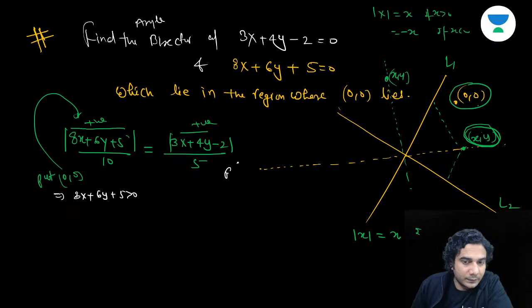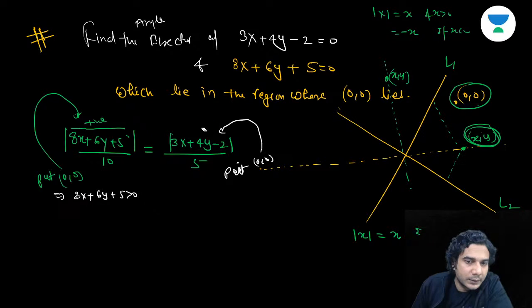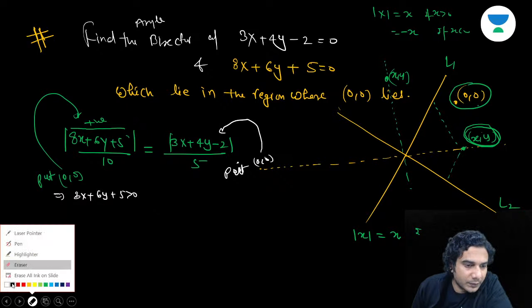Now put 0, 0 in this as well. So what will be the sign if you put 0, 0 in this? Tell me, Jia, what will be the sign if you put 0, 0?